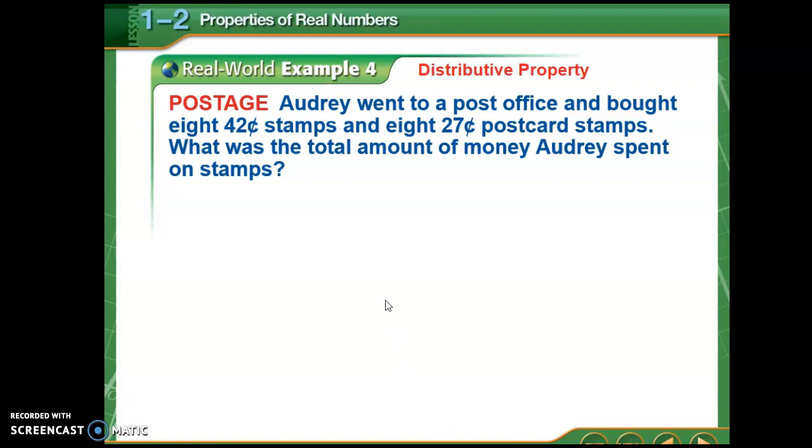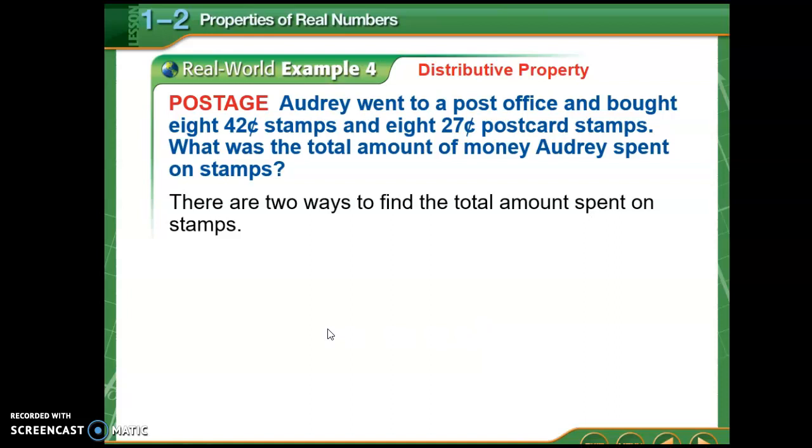Alright, let's have a word problem. Audrey went to a post office and bought 8 42-cent stamps and 8 27-cent postcard stamps. What was the total amount of money Audrey spent on stamps?